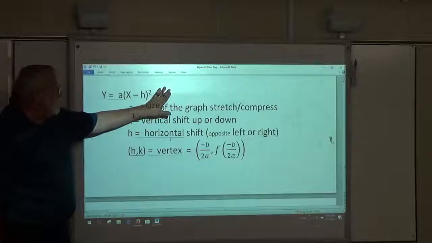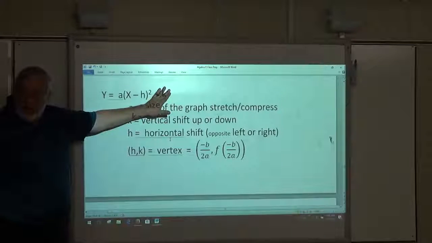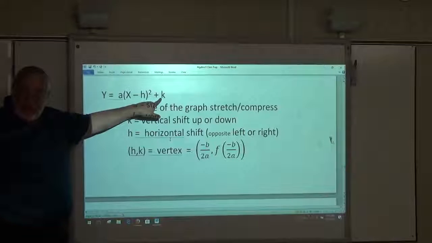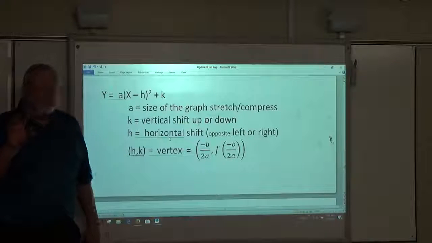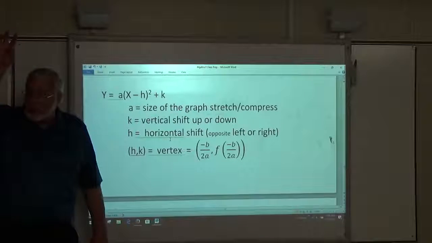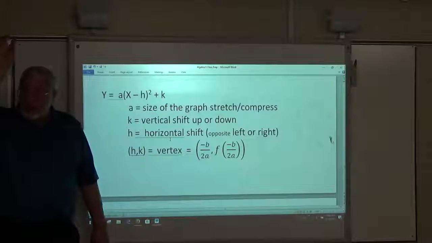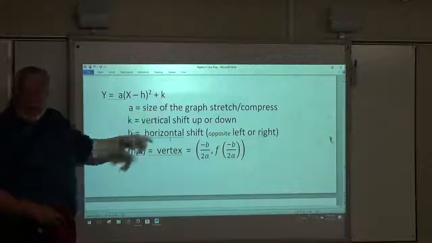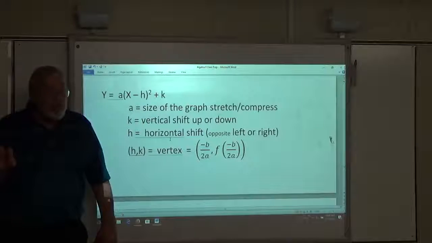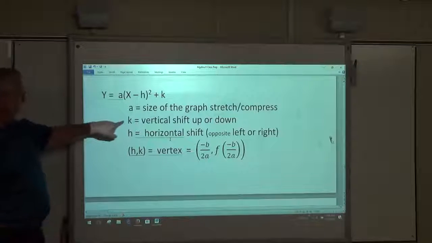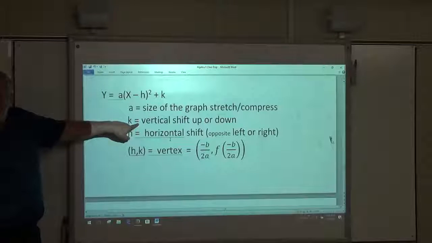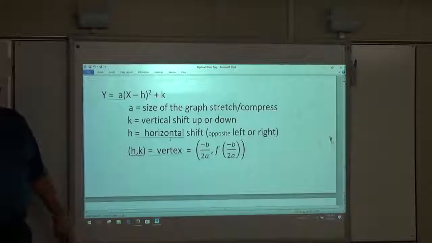Because if that wasn't there, the y value would be whatever it is, right? If I put a plus a number here, then what happens to the y value? It goes up whatever that number was. The x doesn't change, but the y will go up. And if this is a minus, then it goes down from whatever it was. So that becomes a vertical shift up or down, depending on what that number is.